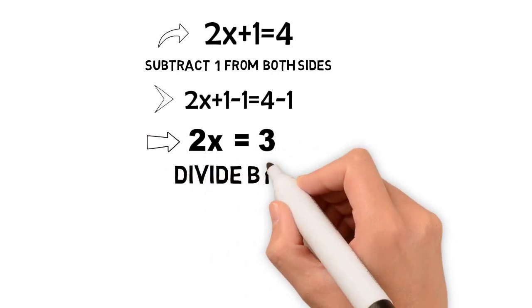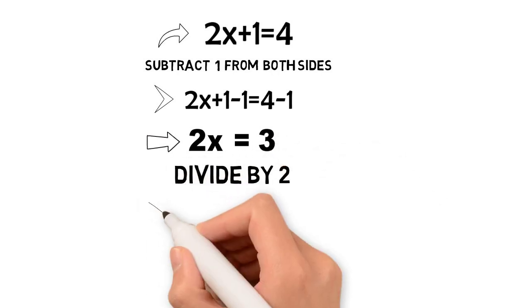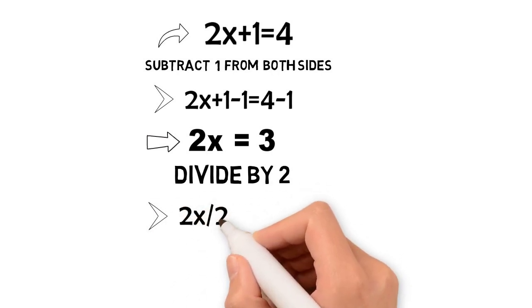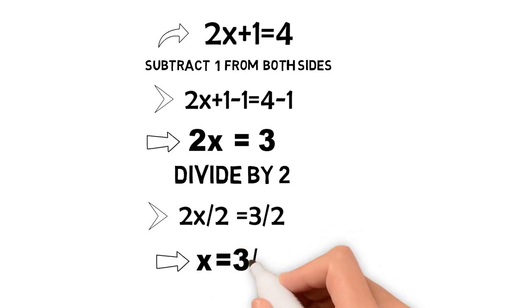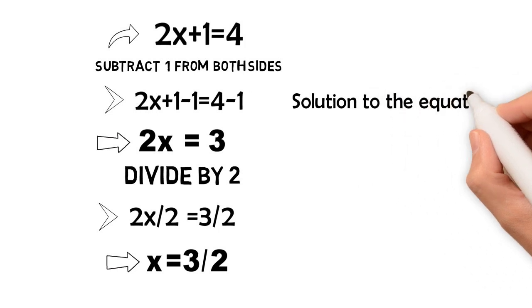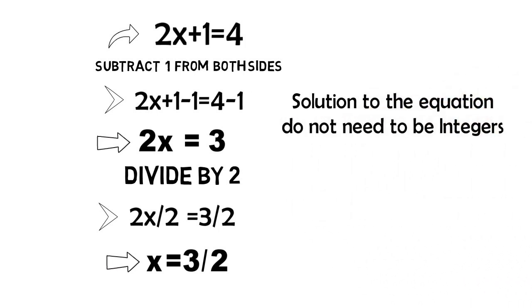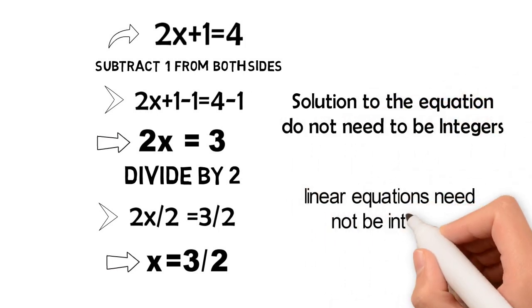Now divide both sides by 2 to get 2x divided by 2 equals 3 divided by 2, or x equals 3 divided by 2. Note that in this equation, the solution is not an integer anymore. Solutions to linear equations do not need to be integers.